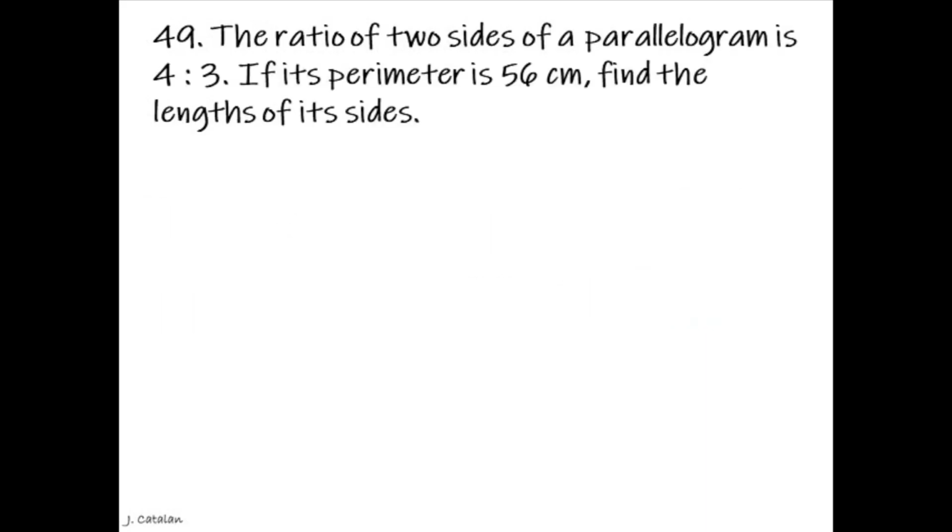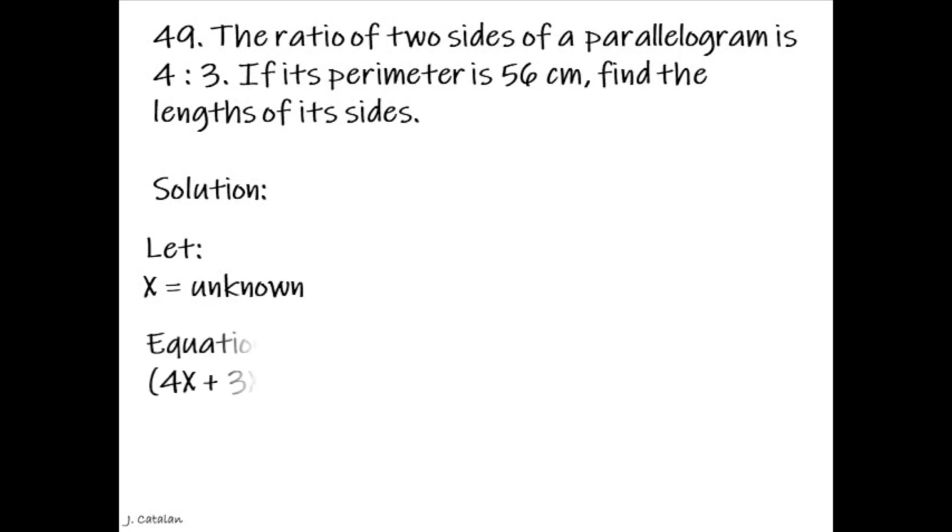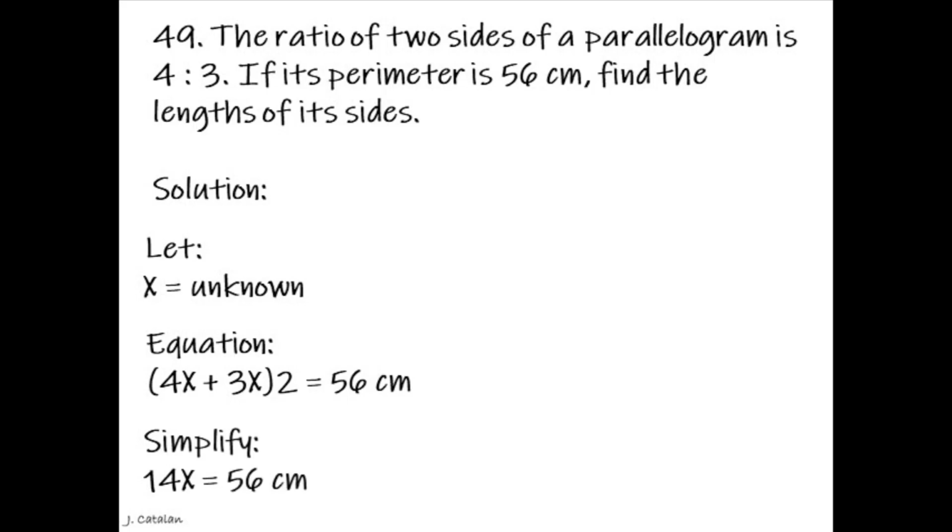The ratio of two sides of a parallelogram is 4:3. If its perimeter is 56 centimeters, find the lengths of its sides. Solution. Let x equal the unknown. Equation. The sum of 4x added by 3x, multiplied by 2, is equal to 56 centimeters. Simplify. It will now become 14x is equal to 56 centimeters.